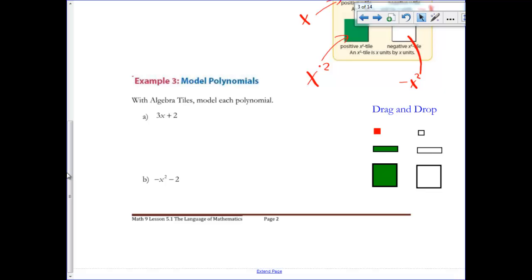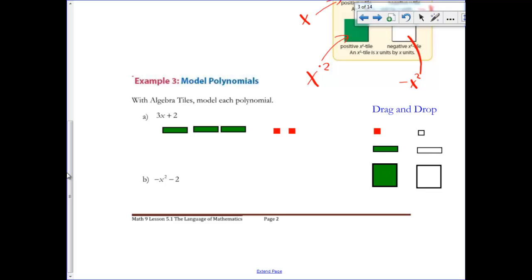Here we have, with algebra tiles, we're going to model each polynomial. What I like to do is try to set the positive tiles on top and the negative tiles on the bottom. Okay, so we're going to represent this. So we have 3x. There's 1, 2, 3x. And it's 3x plus 2, so we're now going to need 2 individual tiles. Now note, I'm putting these next to each other. They're all in the same bag. I do not need to put a plus sign in there. The fact that they're sitting beside each other will represent that it is adding 2.